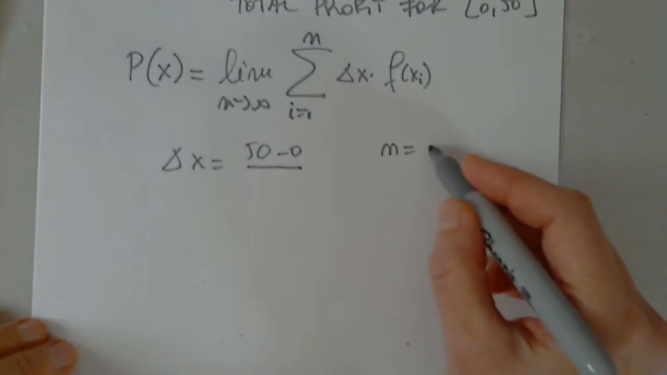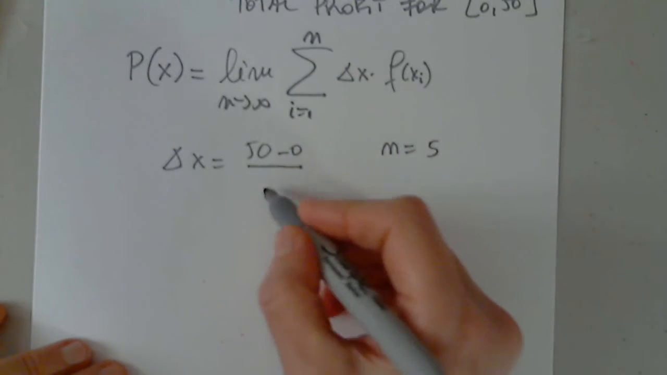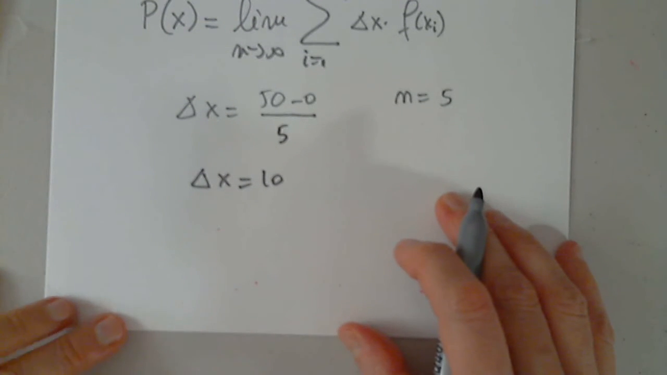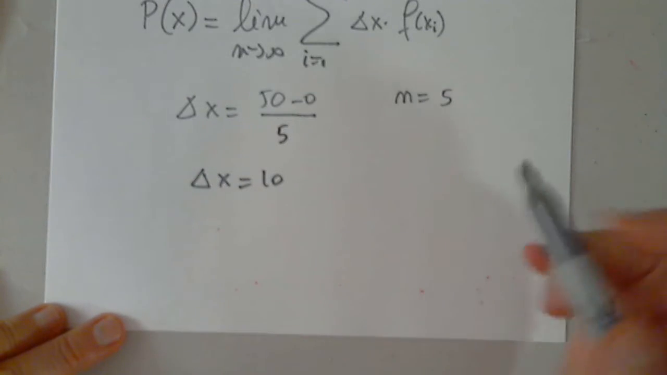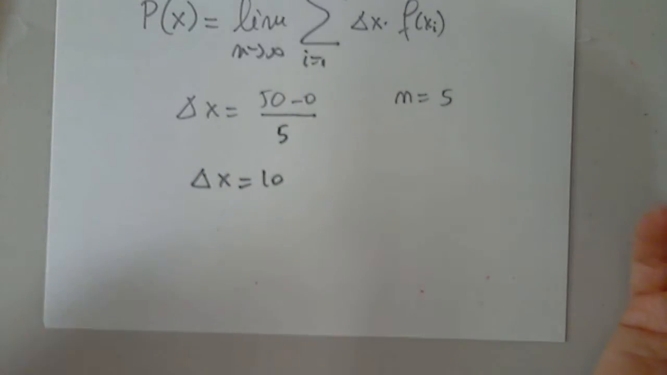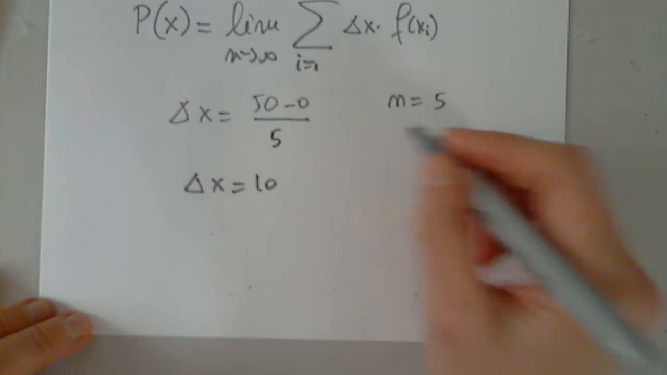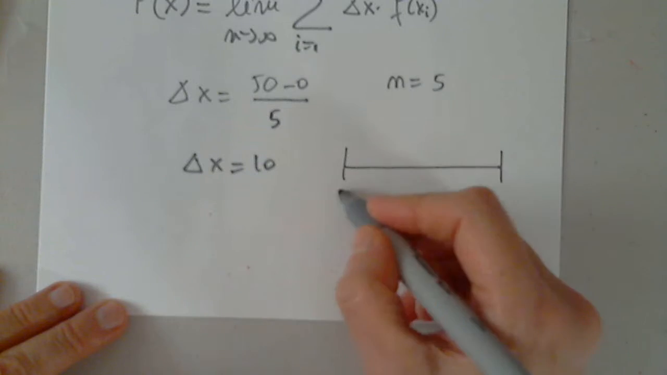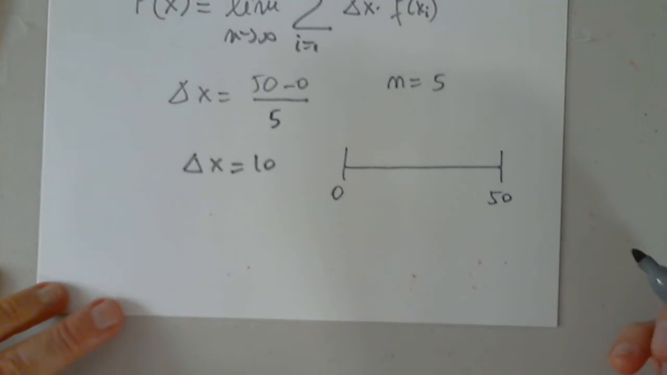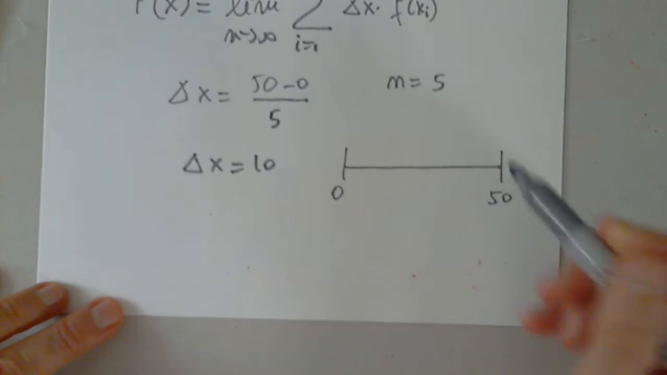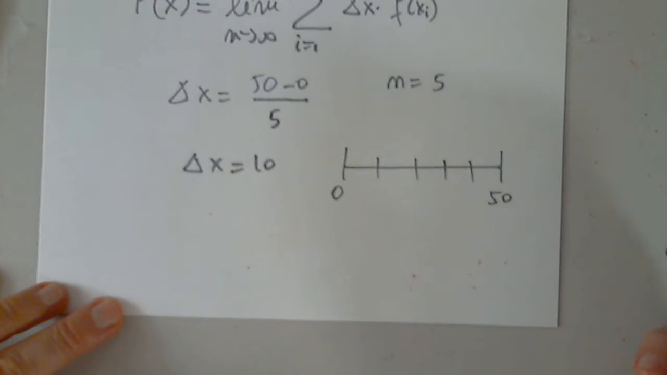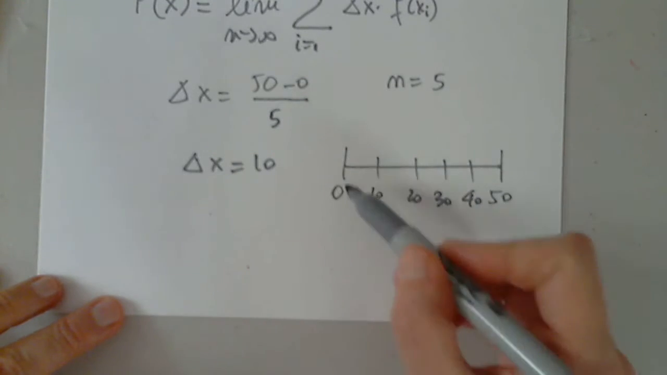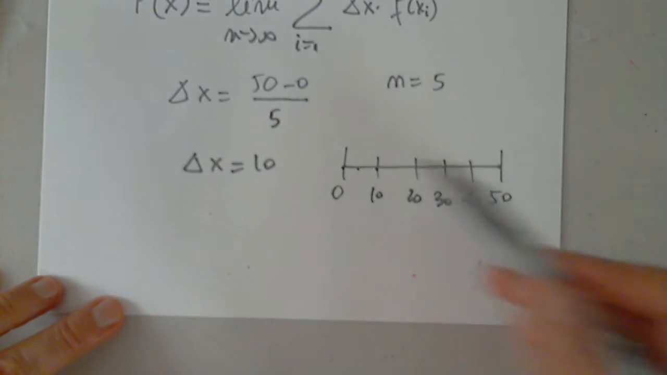We may work, let's say, with 5 subintervals. So then delta x will be 10. And then we have to decide whether you're interested in the leftmost point, rightmost point, or midpoint. This is the interval between 0 and 50, and we are dividing it into 5: 1, 2, 3, 4, 5. So this is 10, 20, 30, 40, and 50.